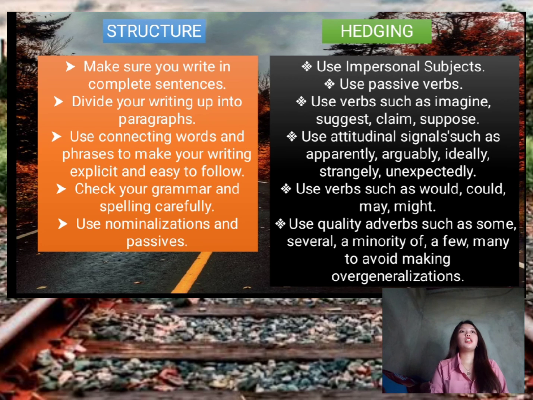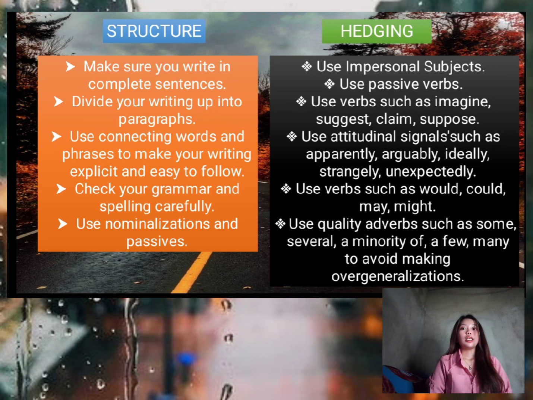The last one is hedging. The first one is you must use impersonal subjects, use passive verbs, use verbs such as imagine, suggest, claim, suppose. Use attitudinal signals such as apparently, arguably, ideally, strangely, unexpectedly. Use verbs such as would, could, may, might. Use quantity adverbs such as some, several, a minority of, a few, many to avoid making overgeneralization.